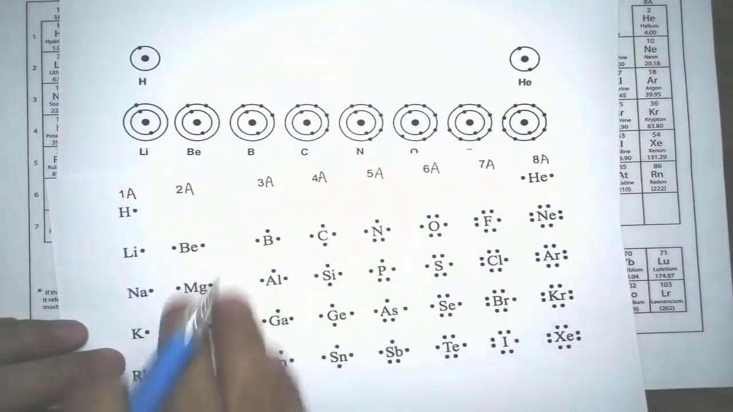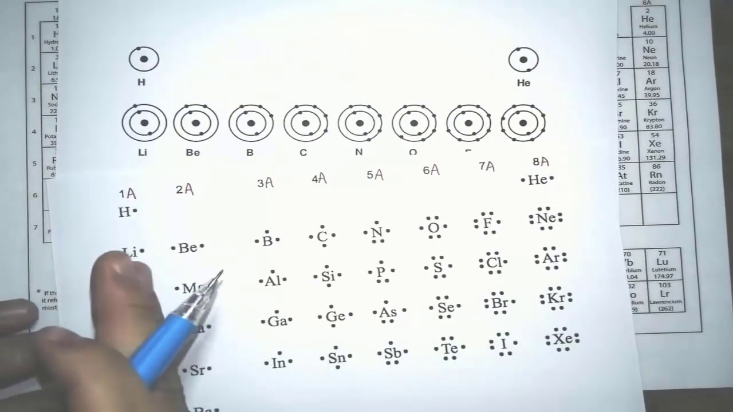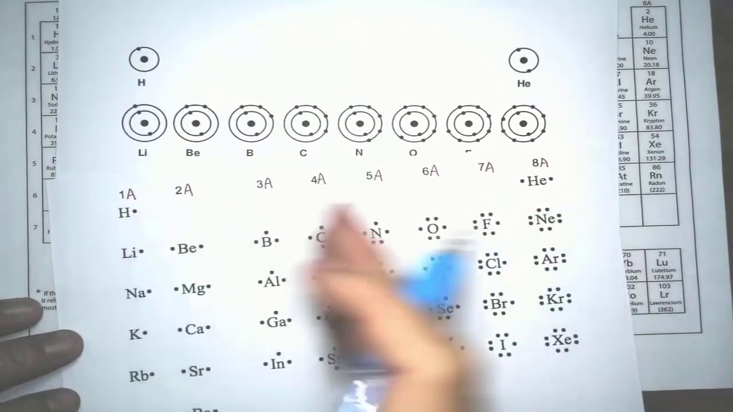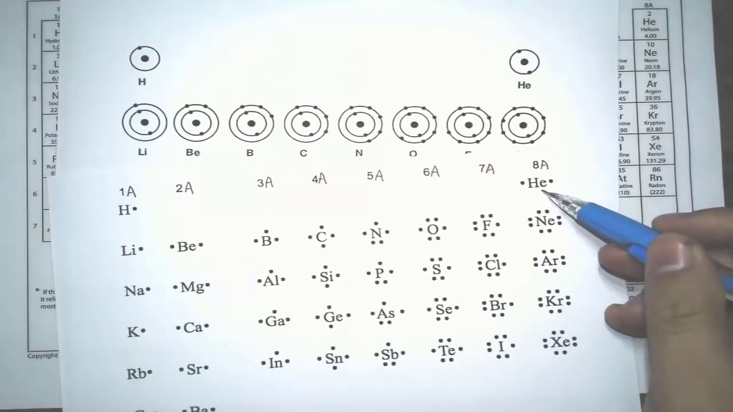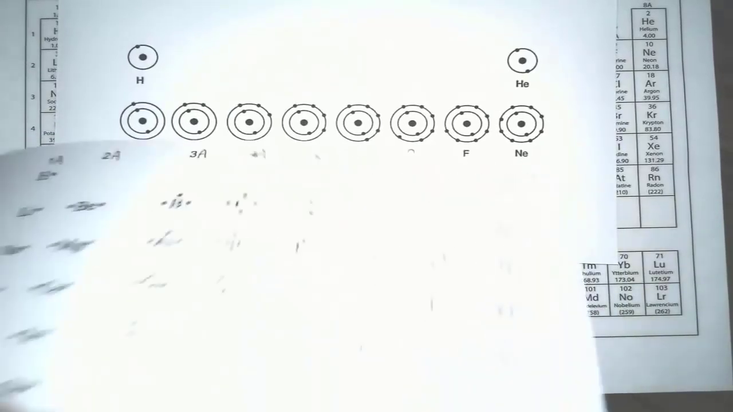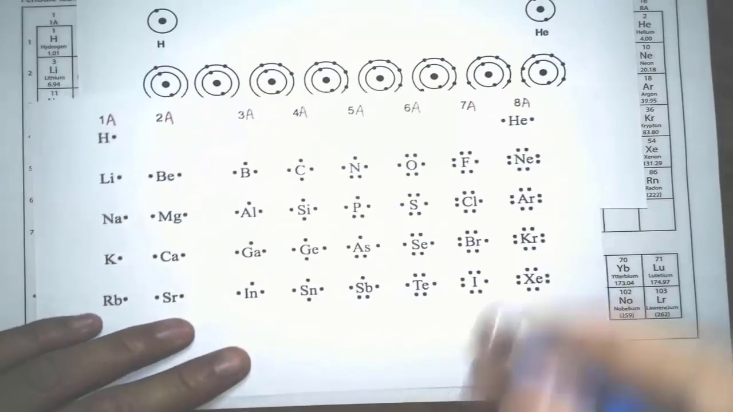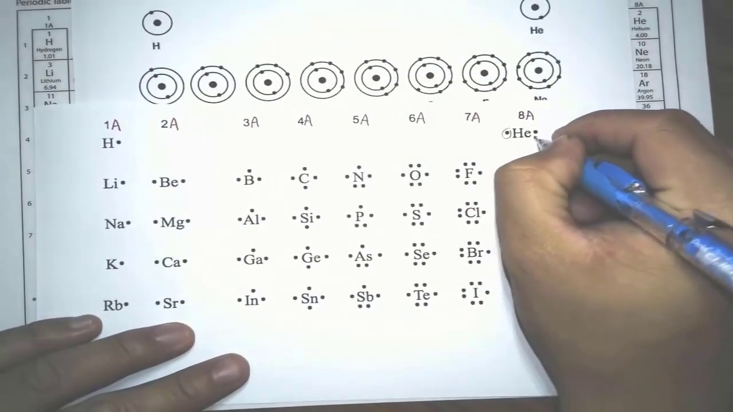And we have the other elements. They are still reactive, but they are not as extremely reactive as 1A or 7A. And let me tell you why. That's all because of this group right there. This group is known as the noble gases.